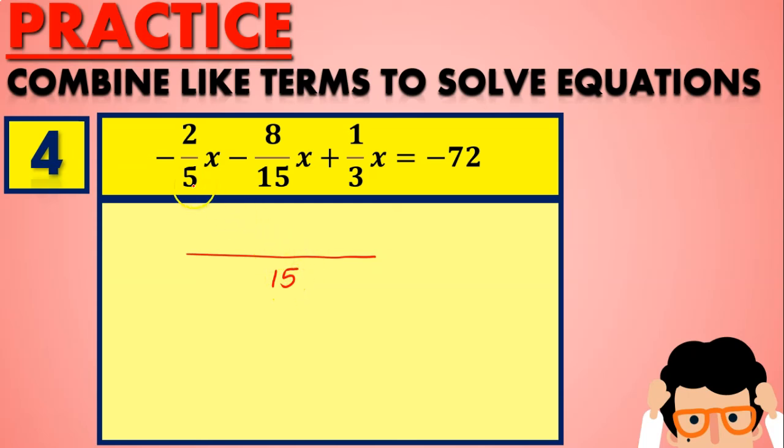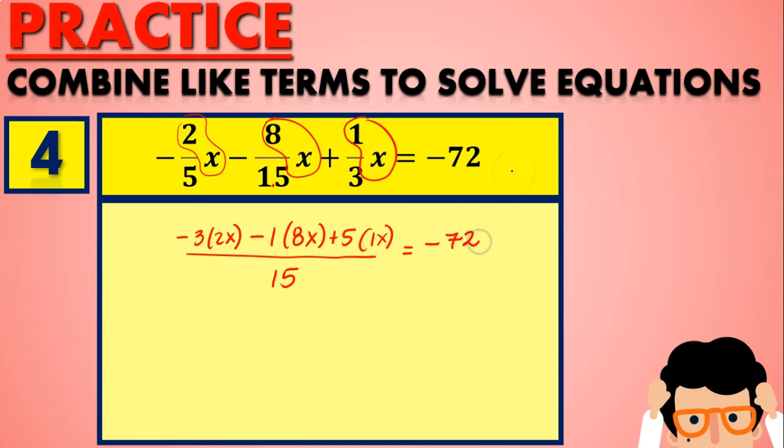So 15 divided by 5 is going to be 3 times 2x, because we have 2x here. Then 15 divided by 15 is going to be 1 times 8x. 15 divided by 3 is 5, and then we multiply it by 1x. And that is all going to be equal to minus 72, right?